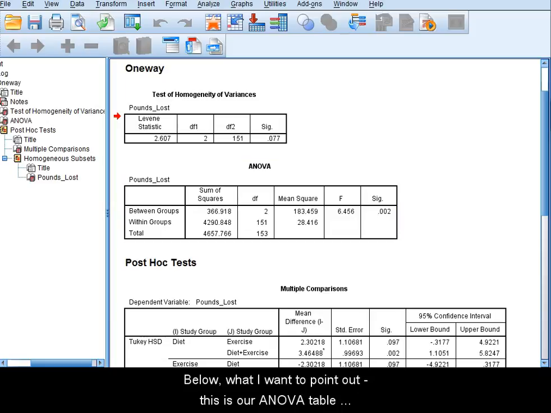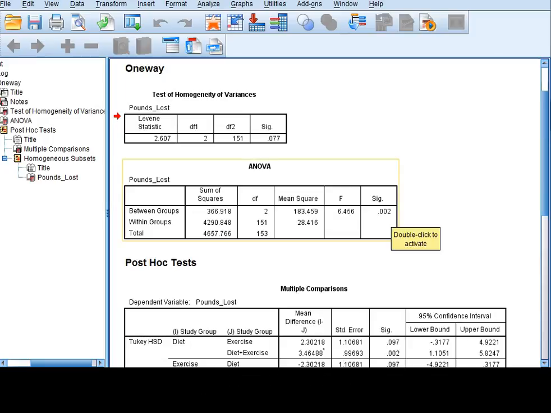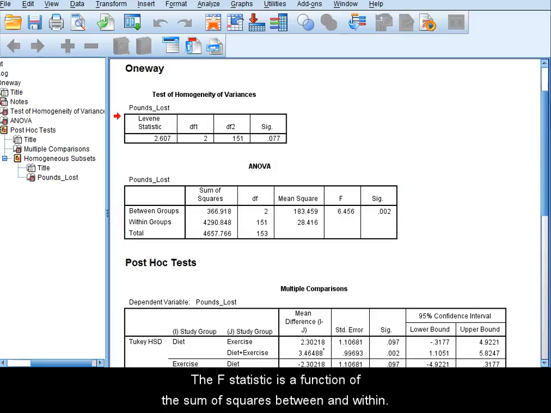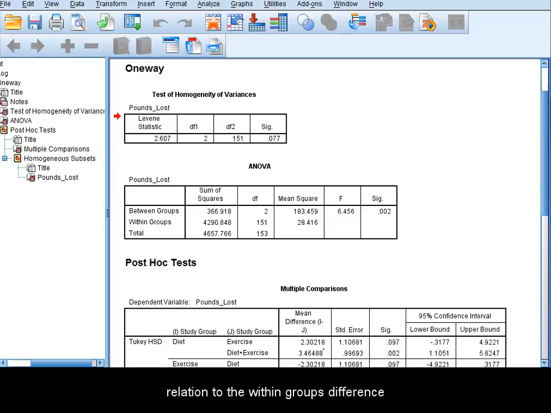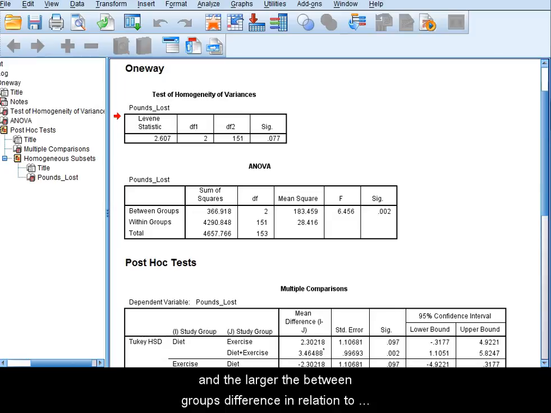Below, what I want to point out, this is our ANOVA table. I want to point out the F statistic and the significance value. The F statistic is a function of the sum of squares between and within. ANOVA assesses the between groups difference in relation to the within groups difference. And the larger the between groups difference in relation to the within groups difference, the larger the F statistic will be, and the more likely our p-value is to be less than 0.05.